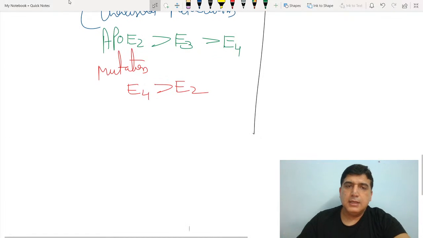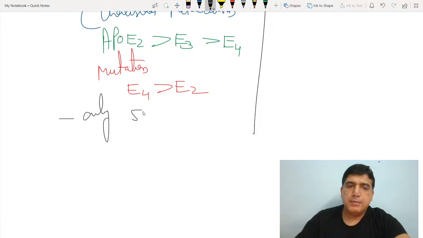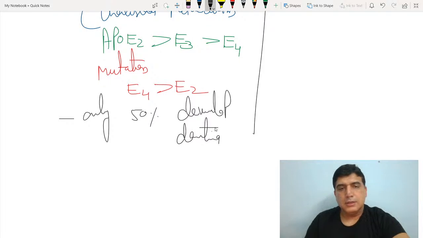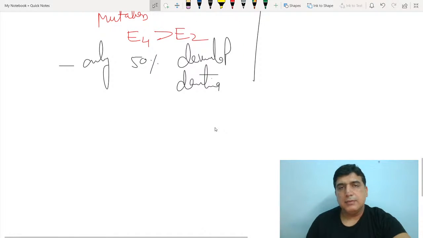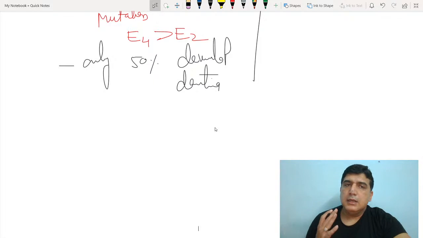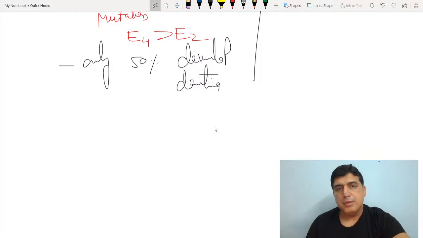But it has been seen that after ApoE gene mutation, only 50% of patients develop dementia and 50% do not. It means ApoE gene mutation is neither sufficient nor necessary for development of dementia. This line you have to remember.